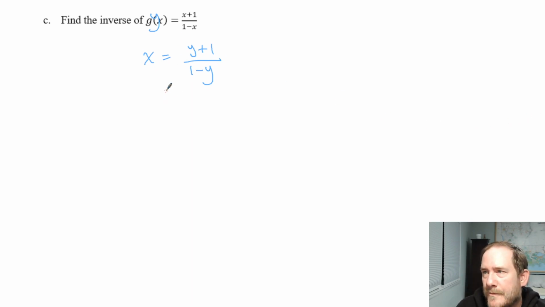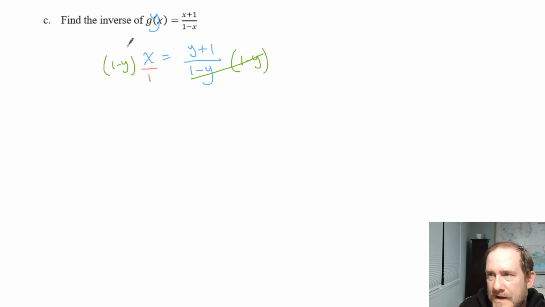Now if you're trying to find the inverse of a rational, then you might want to throw this over 1. You might want to multiply through by the LCD, so 1 minus y. And you'll do that on both sides, 1 minus y. And what happens over here? They cancel. What happens over here? The x distributes in. You get x minus x times y equals y plus 1.